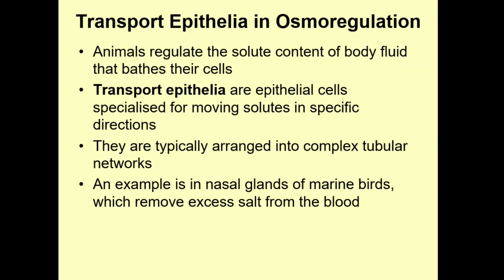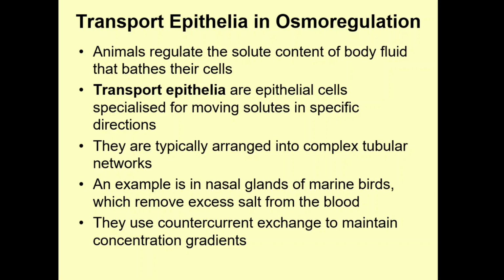An example of this we can see in the nasal glands of marine birds, but we also see something similar in the animal that I had on the front slide of this lecture, which was the marine iguana. The nasal glands of marine birds enable them to remove excess salt from the blood. And they use these counter-current exchangers to maintain concentration gradients that enable the solutes, the salts, to constantly move from the blood into a secretory fluid that they can then excrete from the body.